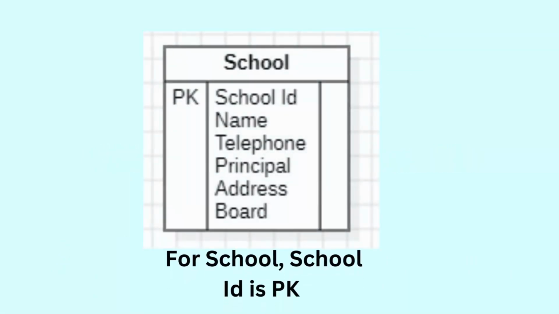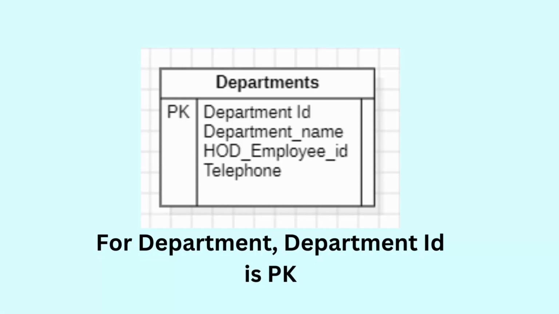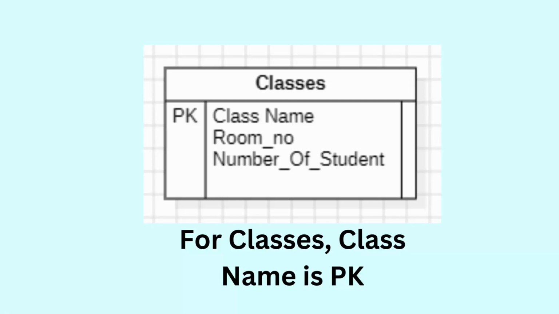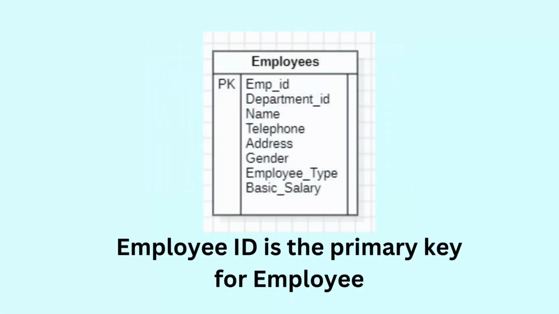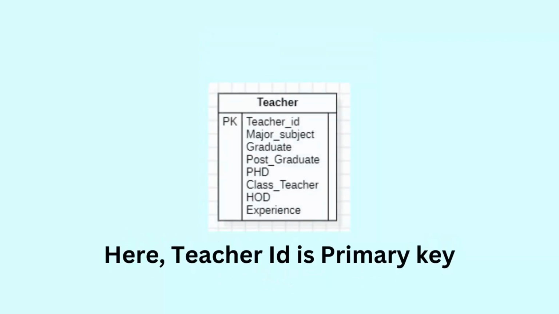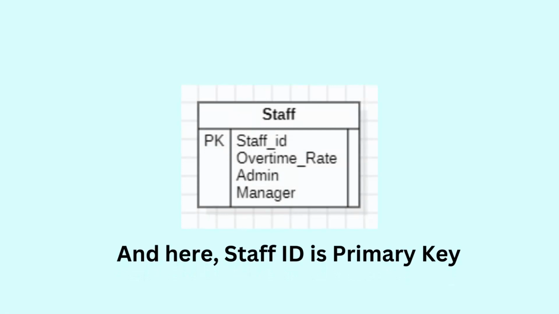For school, school ID is primary key. For departments, department ID can be considered a primary key. For classes, class name is unique, so class name can become a primary key. For subjects, we can assign a subject ID and make it a primary key. For employees, employee ID can be made as primary key. Similarly, for teachers, teacher ID, and for staff, staff ID can be the primary key.